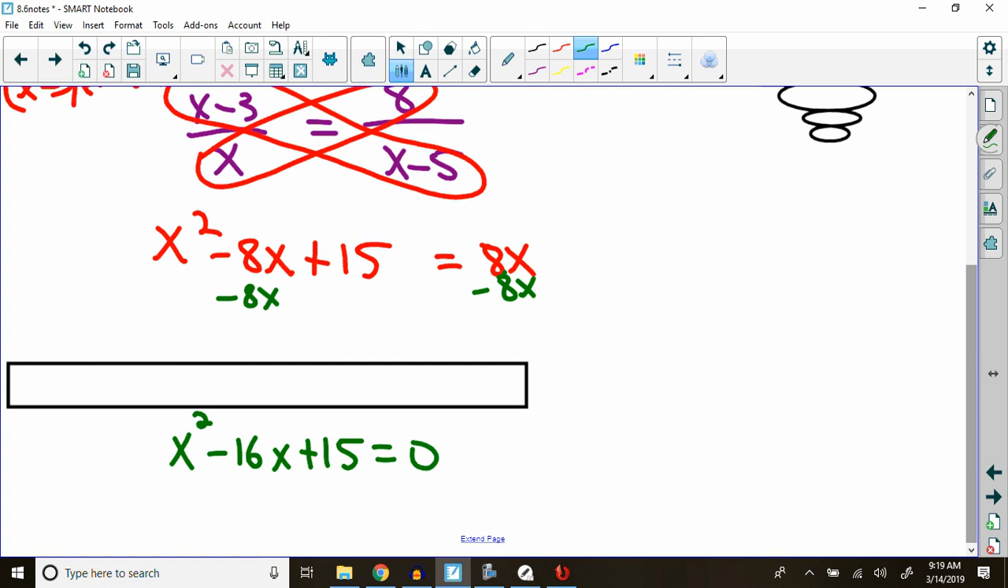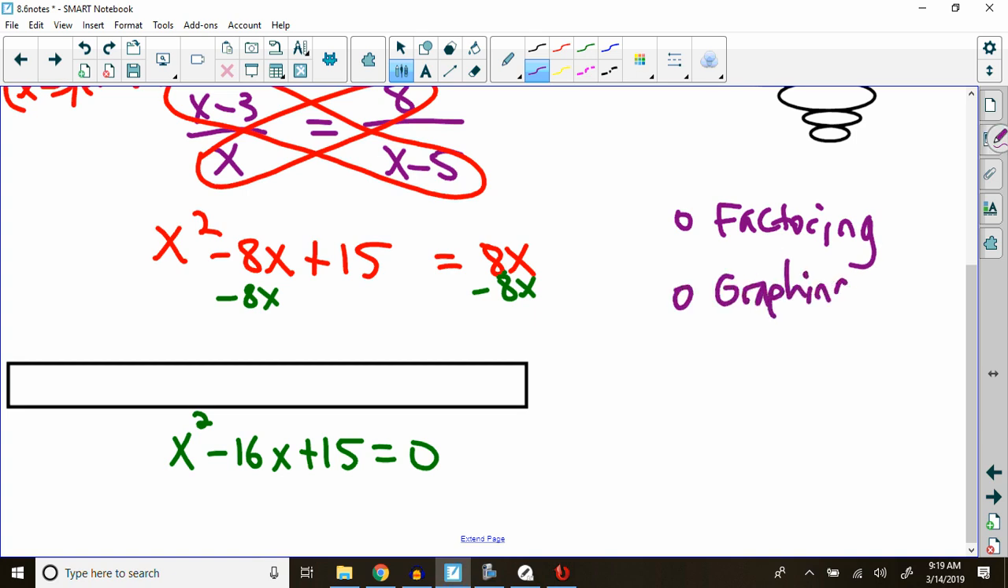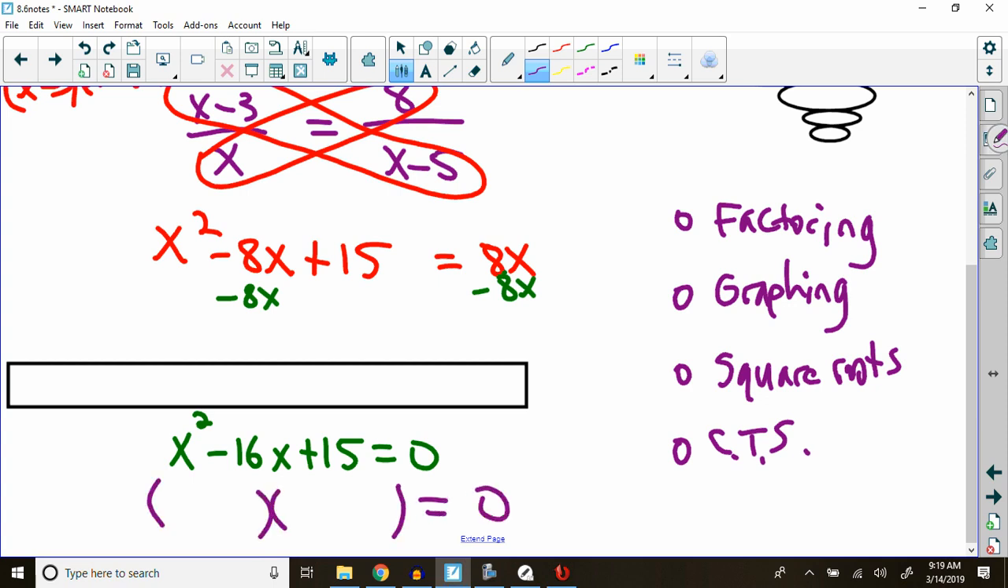So we have to solve a quadratic equation, and we talked about many ways to do that. We said you could solve that by factoring. So you're looking for factors of 15, right? That add up to 16? So what are we going to go with? 1 and 15. And I guess that's going to be an x and an x, and we have to figure out our signs.